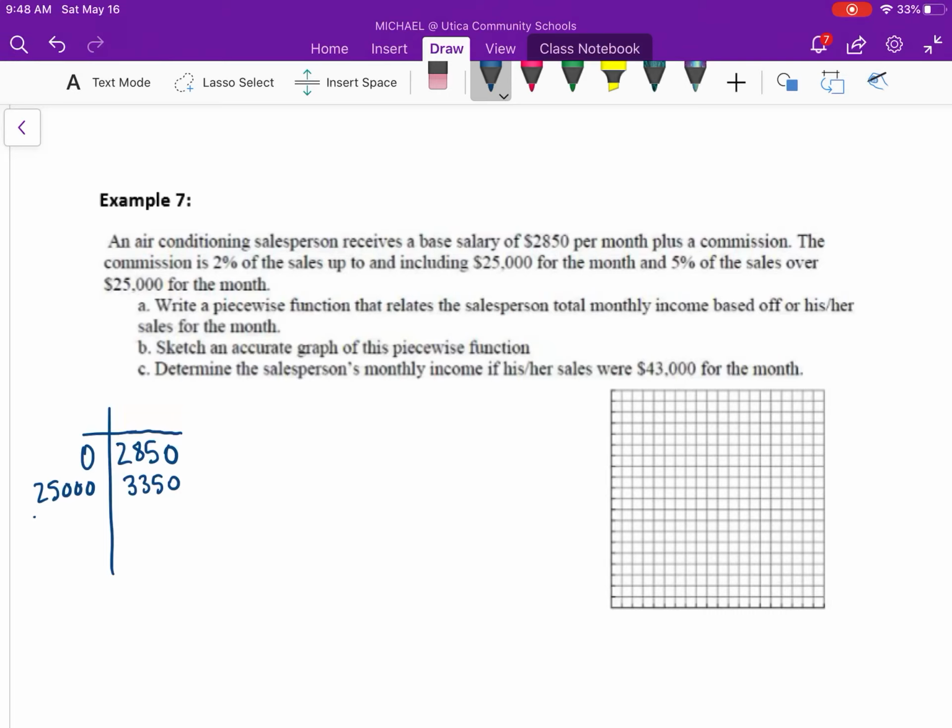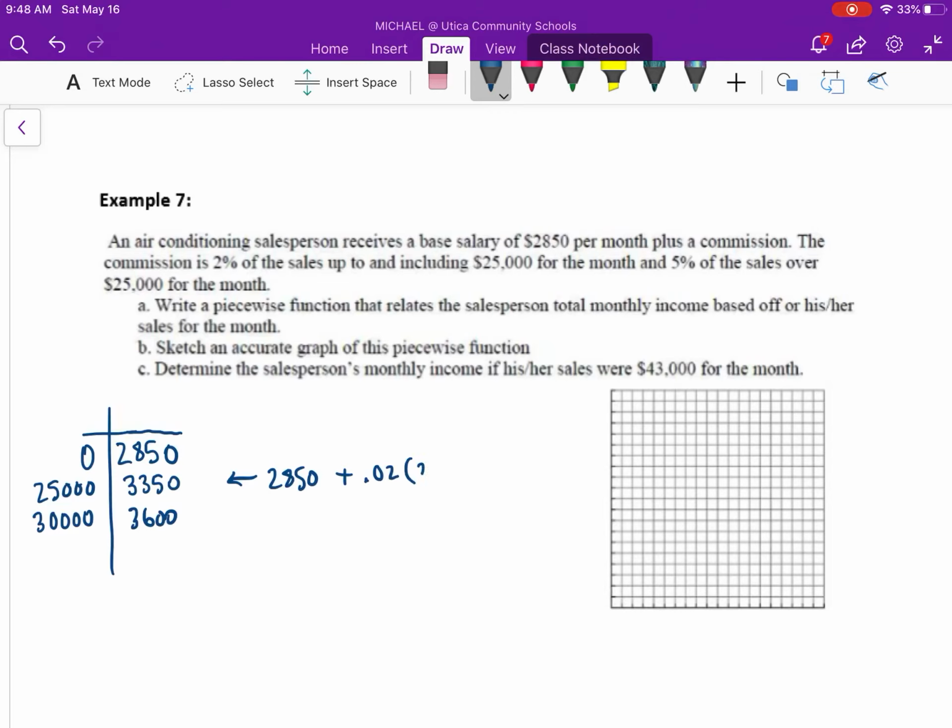And then after that, he gets 5% of anything over that. So let's just go ahead and throw in $30,000. So he would get the $3,350 plus 5% of $5,000. So $3,600.